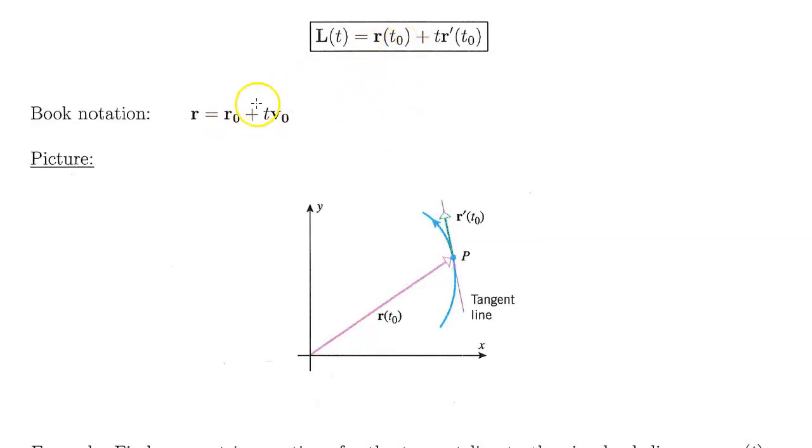Now the way the book does this, they let r naught be r of t naught. So they just call r of t naught r naught. And they call r prime of t naught v naught, and that v sort of stands for velocity, because that's really what r prime is going to be. Again, we'll talk about position, velocity, acceleration later, but r prime of t naught is what they'll call v naught, really for velocity. And then the t stays the same, but instead of calling this L of t, they call it r, but it's really r of t. So they've kind of suppressed some things in here. I don't necessarily like the book notation, I kind of prefer mine. But I want you to at least see this so you recognize what the book is doing here.